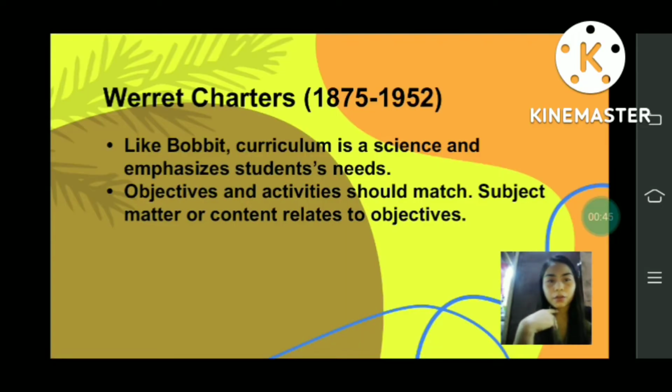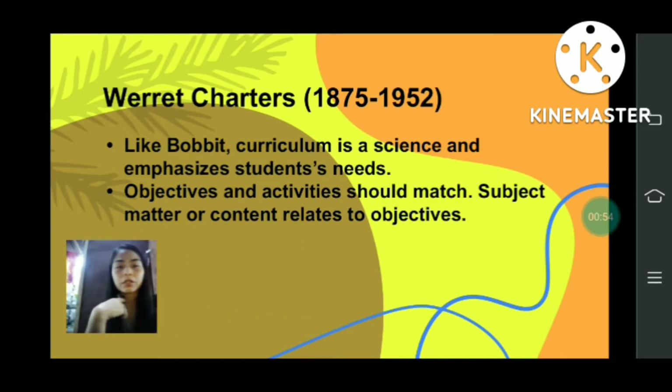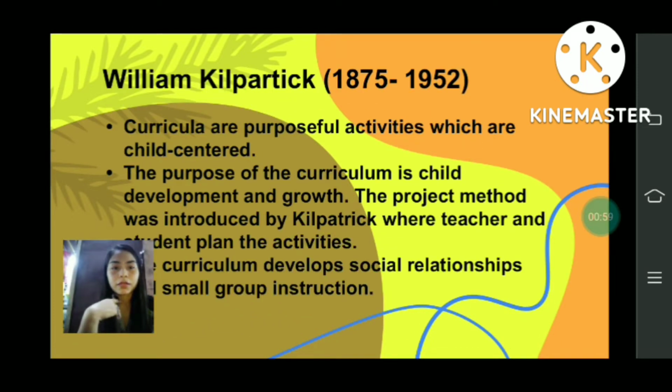Next is Werrett Charters. Like Bobbitt, curriculum is a science and emphasizes students' needs. Objectives and activities should match. Subject matter or content relates to objectives.